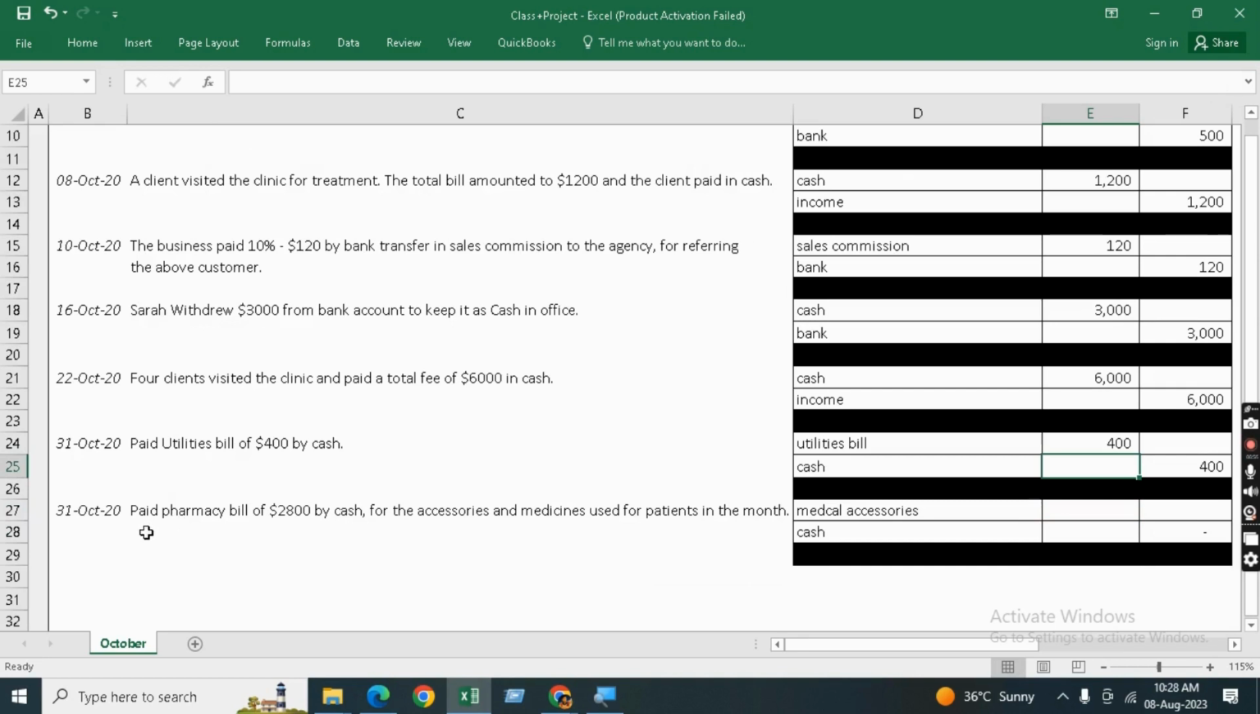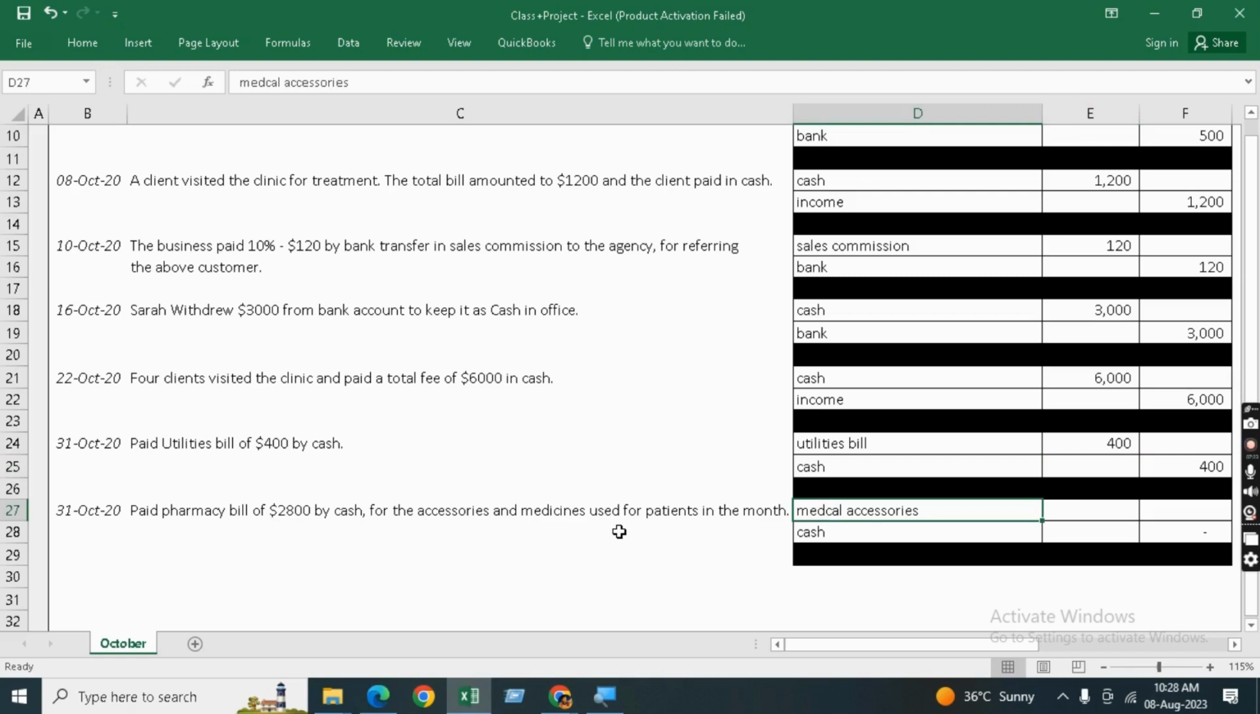Moving to the next transaction, we paid $2,800 by cash for the accessories and medicines used for the patients in the month. In this case, we bought accessories and medicals of 2,800 by cash.